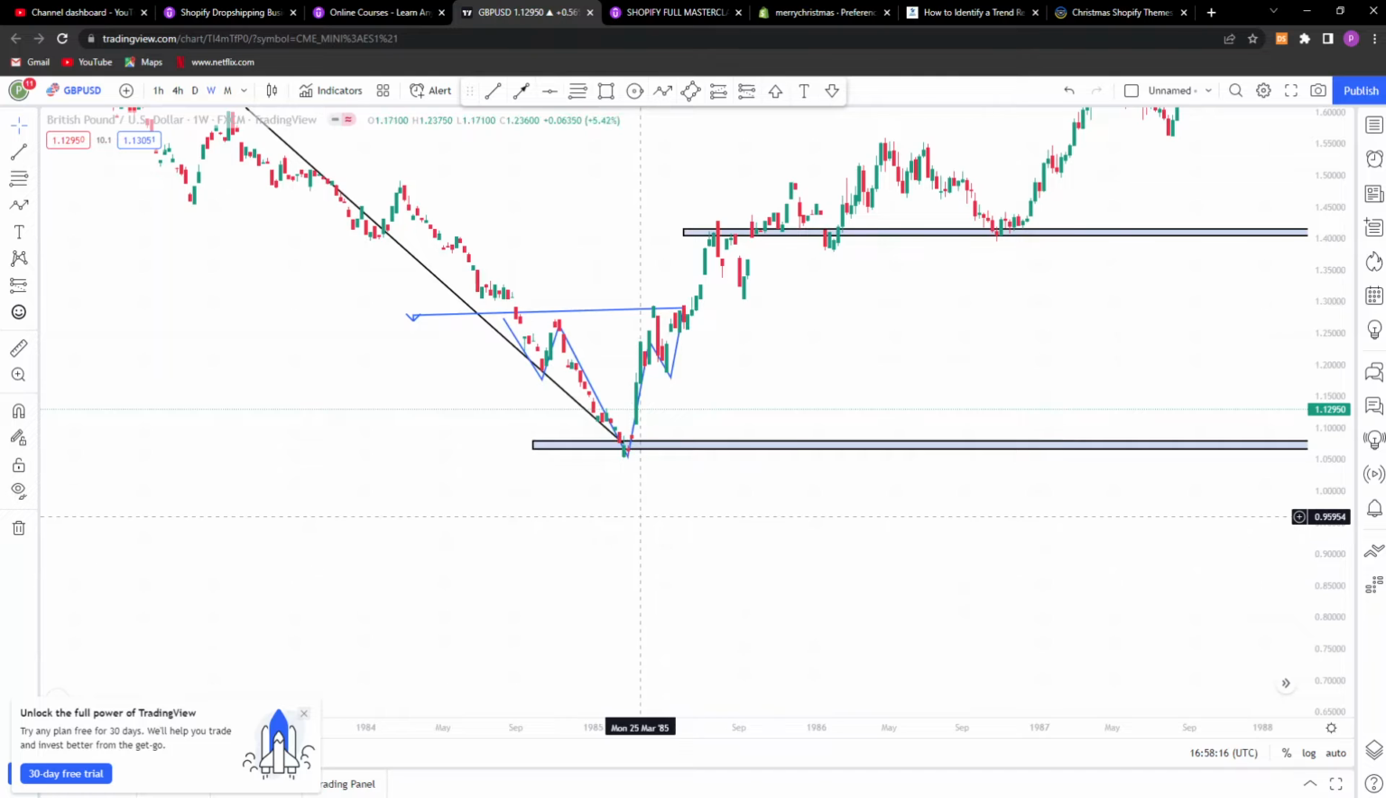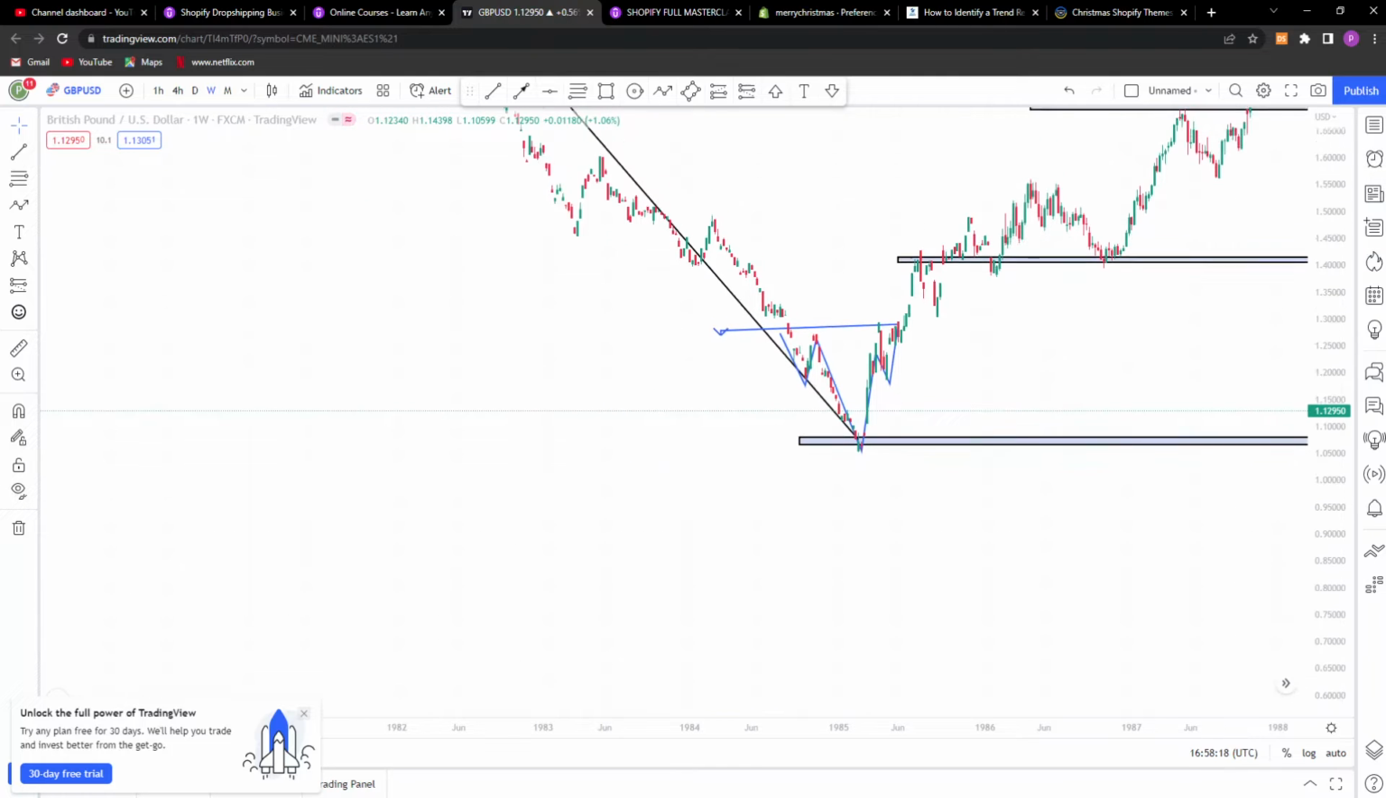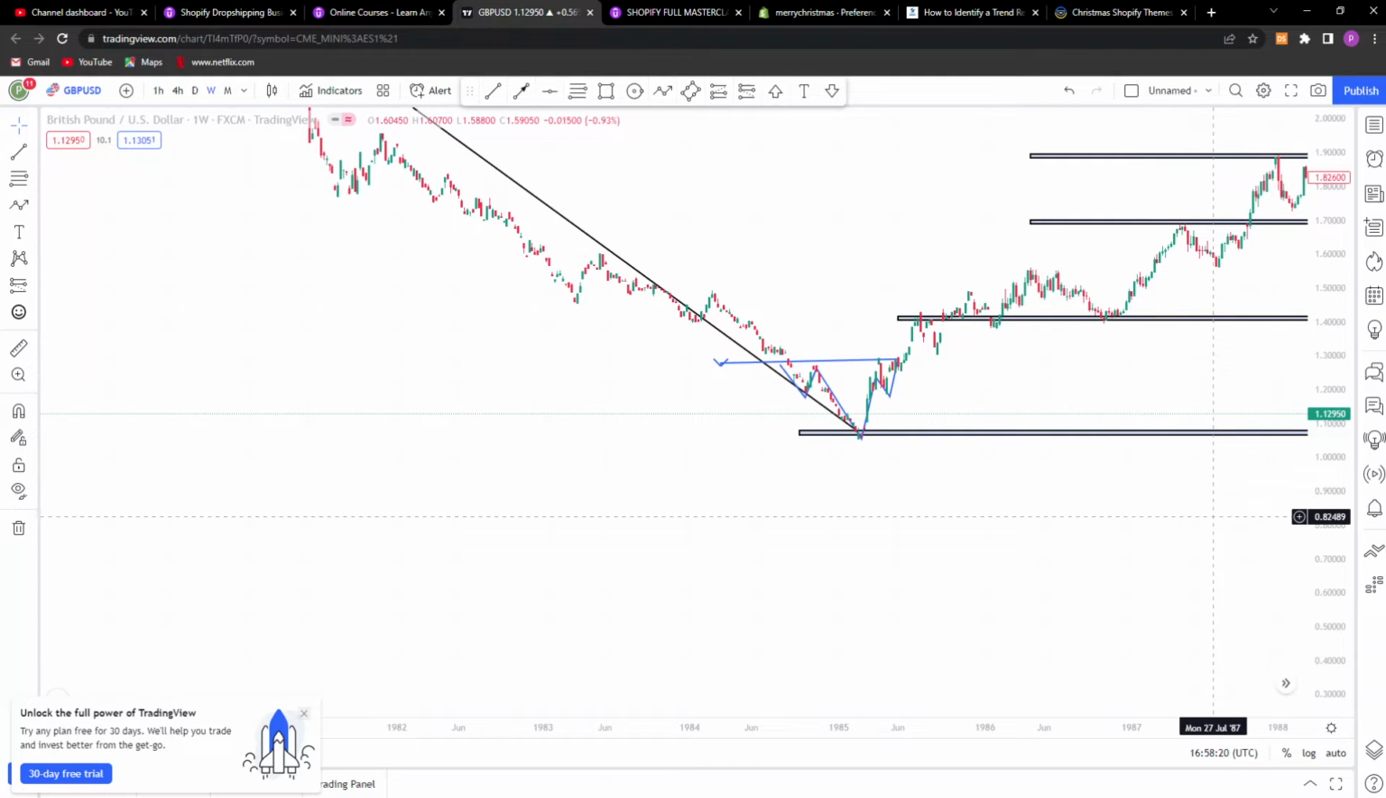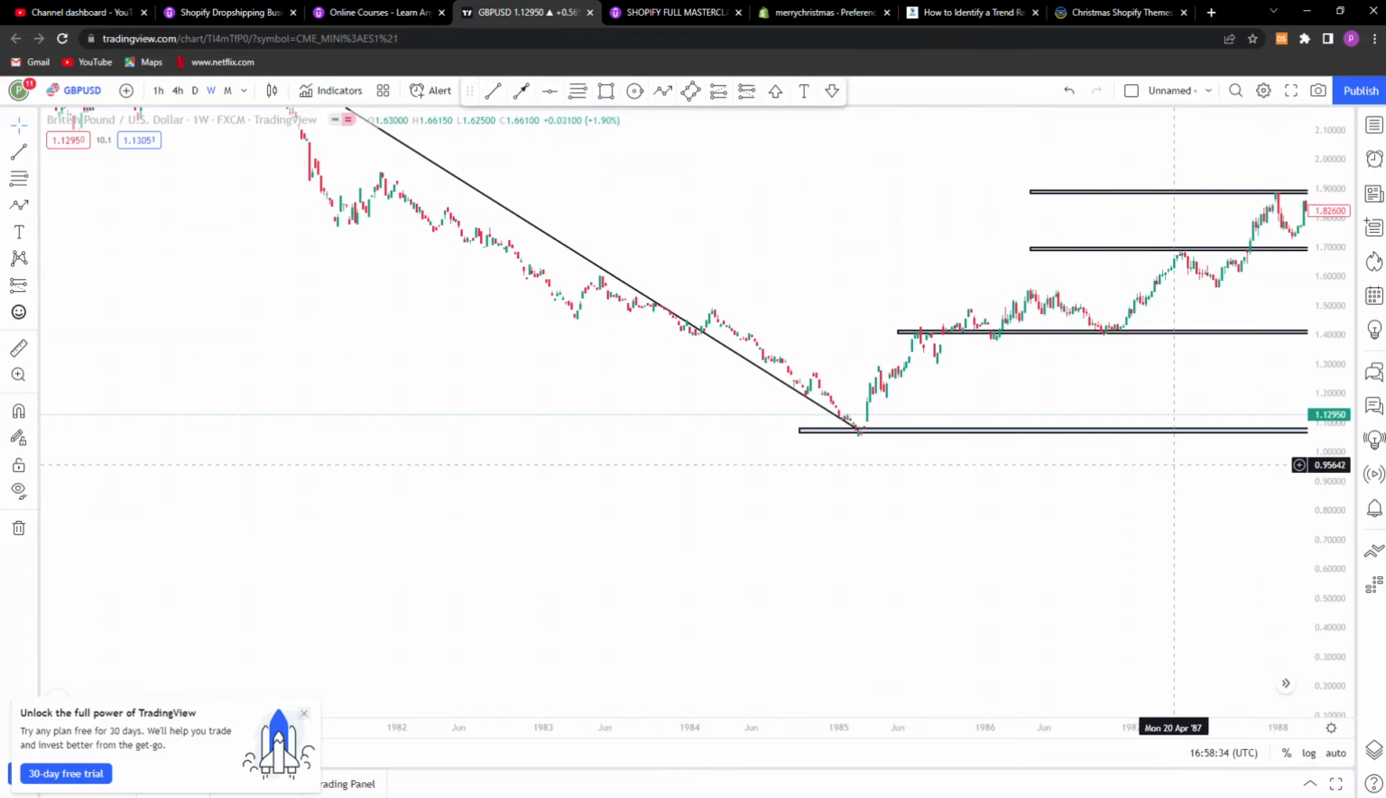Price always creates a market structure. If price does not create a market structure, most of the time it's going to create one, or it shows you a candlestick pattern. Now, another way to spot price reversal, change of the trend, is by using your trend lines, which I'm going to be explaining.